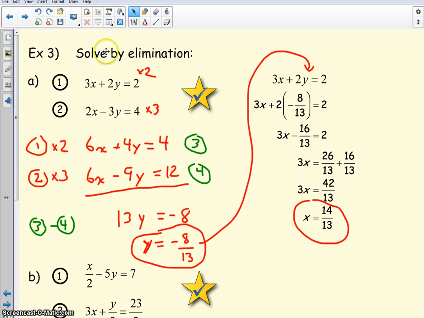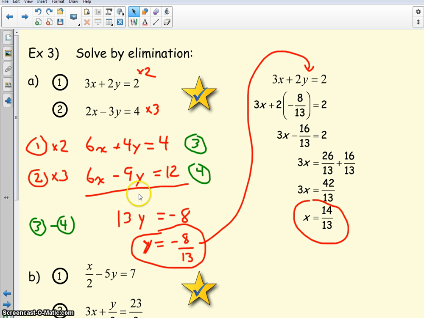We could have multiplied the first equation by 3 to get a 6y here, and we could multiply the second equation by 2 to get a minus 6y here, and then we could use elimination there, adding the equations together to eliminate y. So we had options either way. It's really just a matter of preference or what you find easier. But usually we always do have an option whether we want to eliminate x or y.